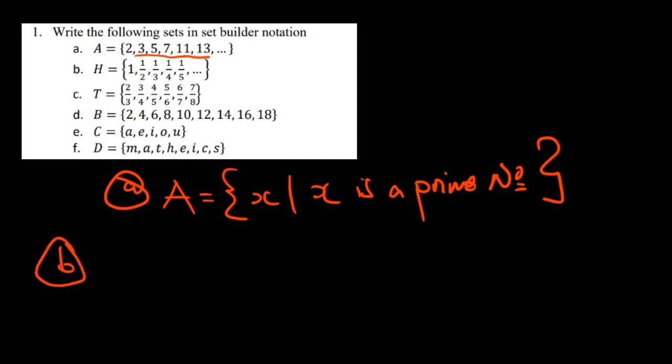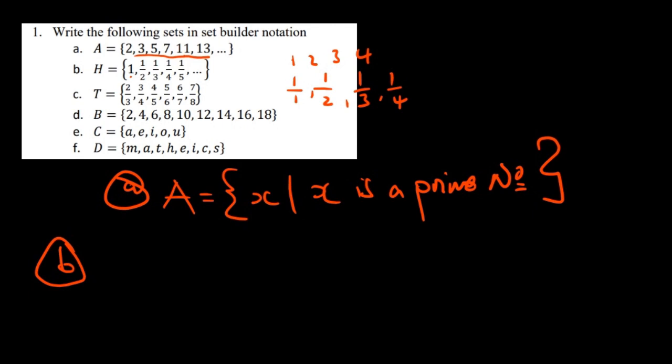So B, they're saying H is a set that has 1, 1 over 2, 1 over 3, 1 over 4, 1 over 5. We notice that that set is just a set of all reciprocals of natural numbers. Remember, the natural numbers start from 1, then 2, then 3, then 4. A reciprocal is just 1 divided by that number. So the first one is 1 over 1, the second is 1 over 2, the next is 1 over 3, then 1 over 4, just like that. So these are reciprocals of natural numbers.